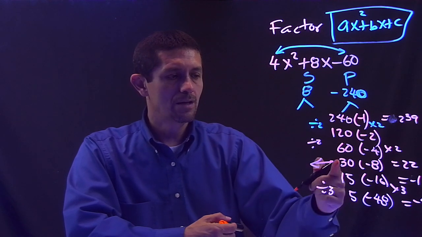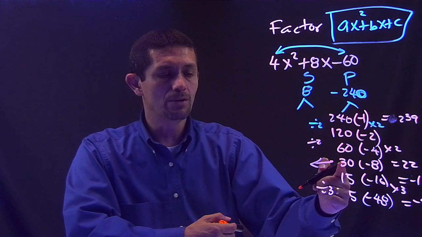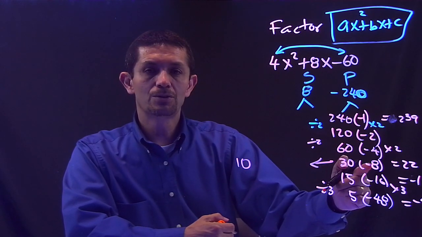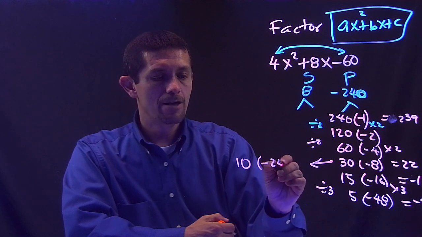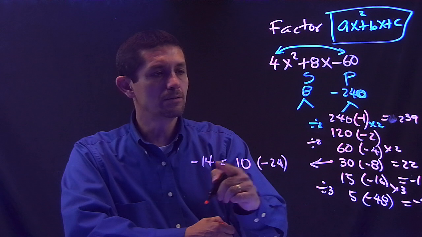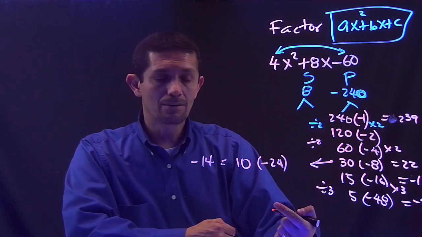So over here, let's divide by 3. For example, by 3, 30 divided by 3 is going to give you 10. Negative 8 times 3 is negative 24. And the sum is negative 14. All right, we got close. Not too bad. But they're not the numbers.